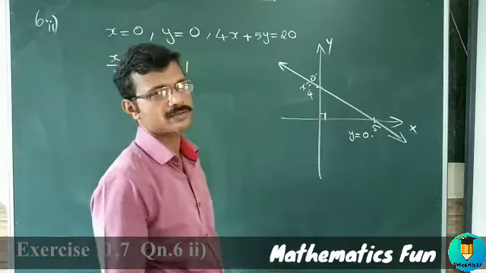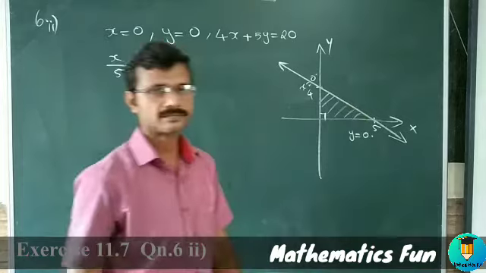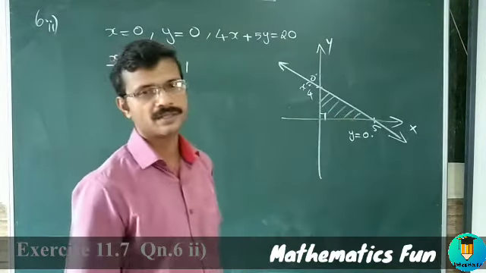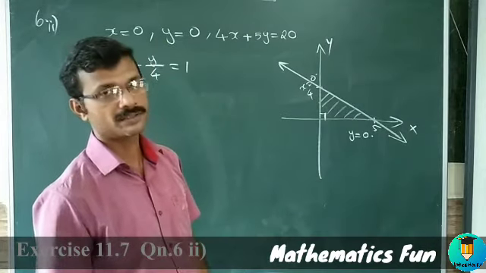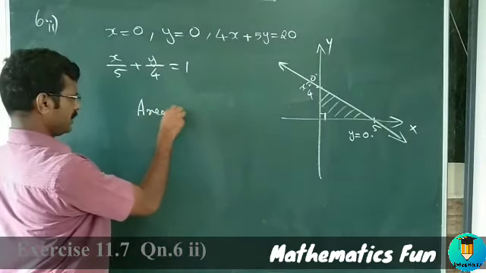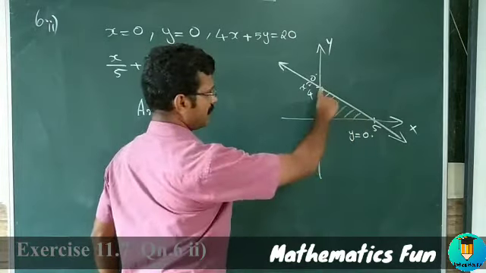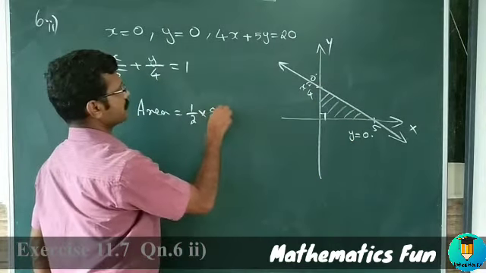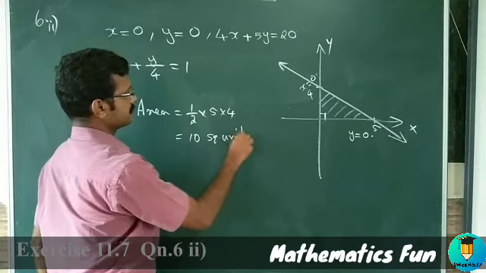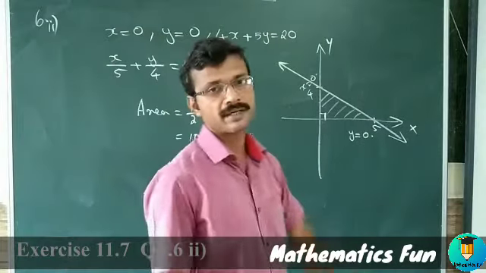So I got all the three lines. Even I got the triangle. We are supposed to find the area of the triangle formed by these three lines. We know the area of a triangle is half base into height. Taking this as base, the base is 5 and the height is 4, so half into 5 into 4. It is coming 10 square units. So I calculated with the support of the diagram.